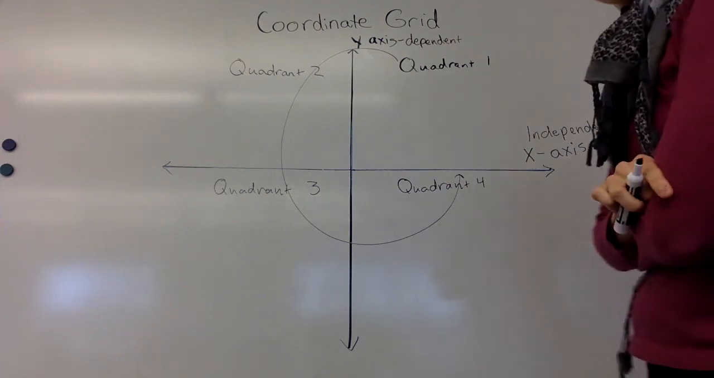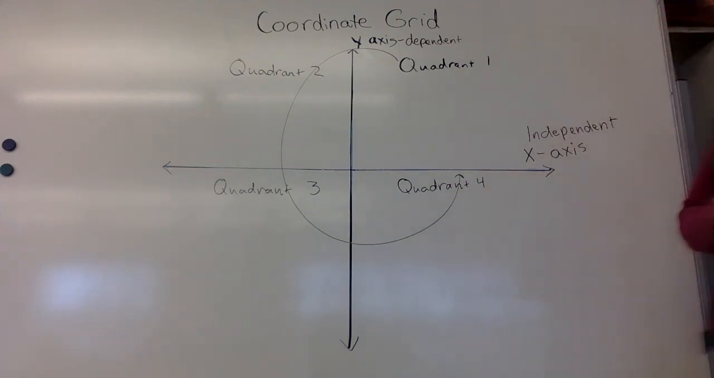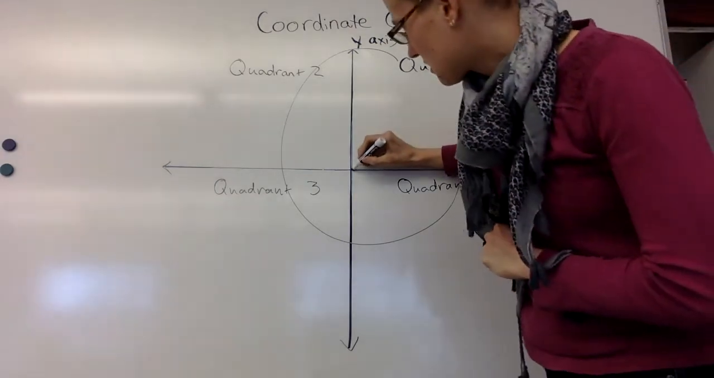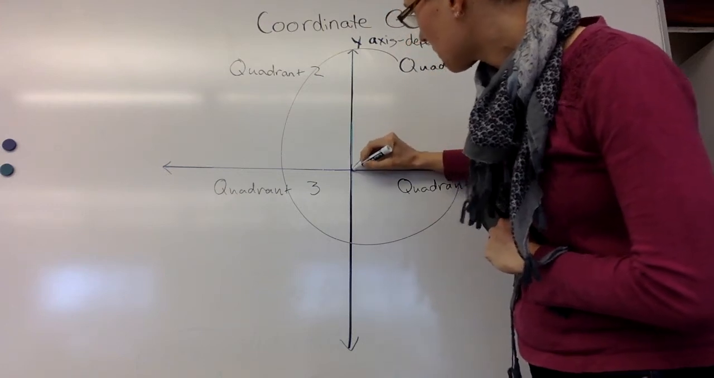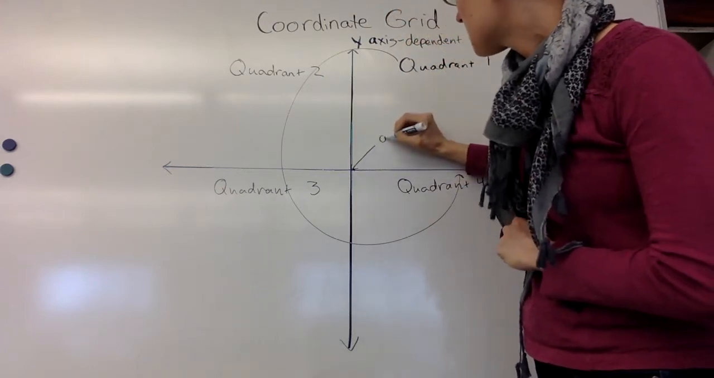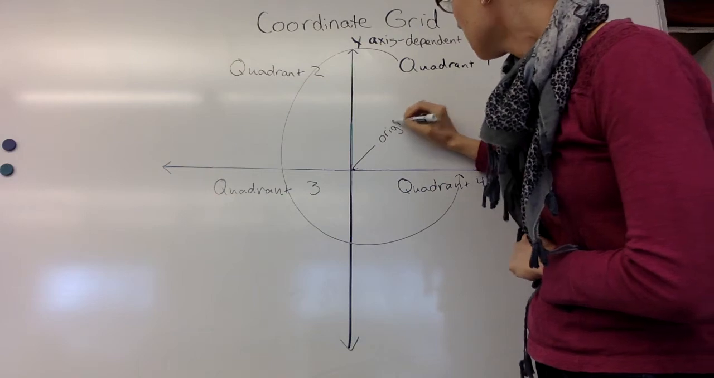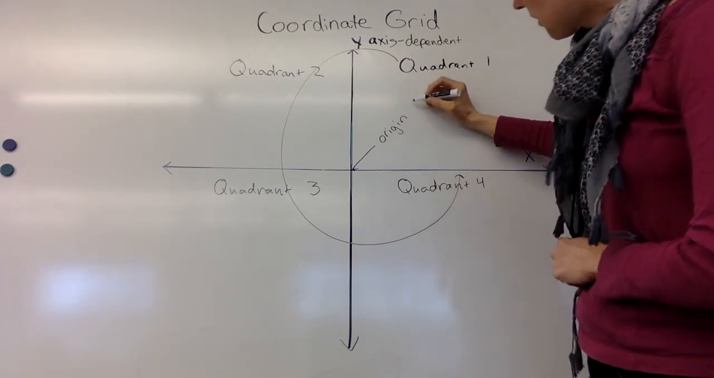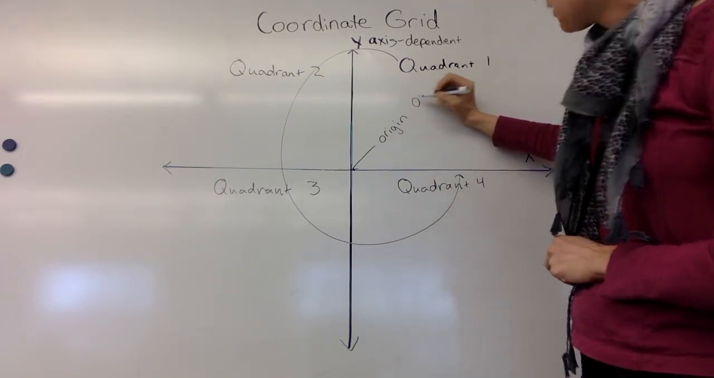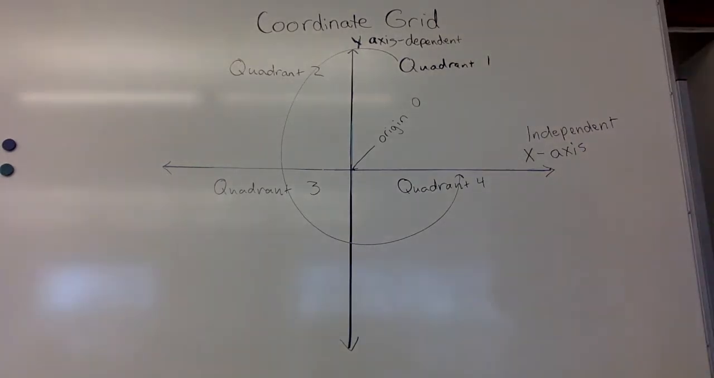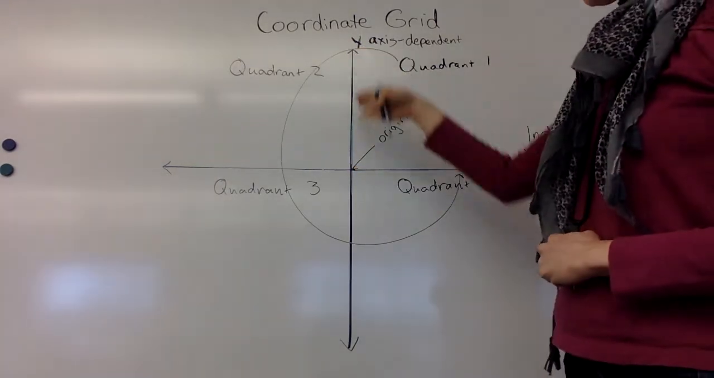Okay, so now that we have our quadrants, we're going to put some numbers on here. And the numbers that we use are going to start at the number 0. So this point where the numbers start at here is called the origin. And the origin of the graph always starts at 0. Okay? It means that it's 0x and 0y.